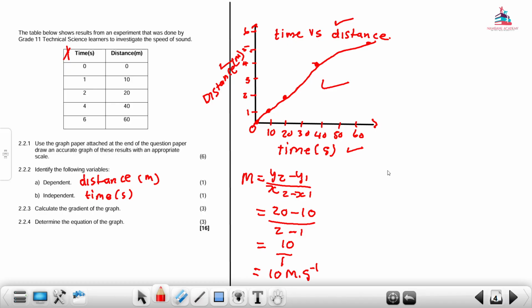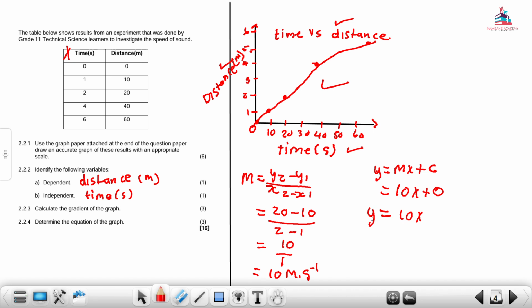Determine the equation of the graph. We already know that it was an increasing on both sides type of graph. So it's going to be y equals mx plus c. We already determined our m, which is 10x plus. Let's check where our graph is cutting on the y-intercept. It's cutting at 0. Therefore, the c is going to be 0. Then our graph is 10x. Y equals 10x.